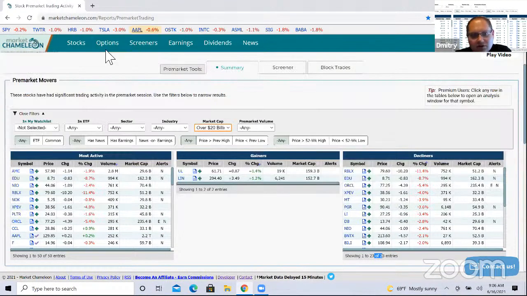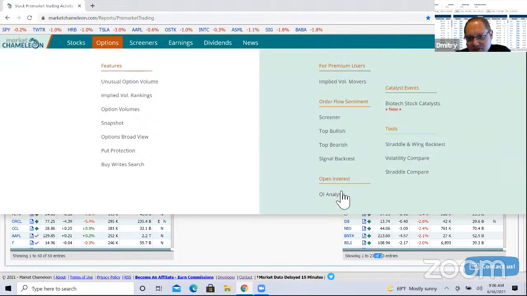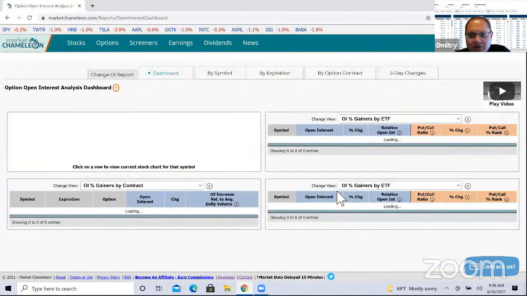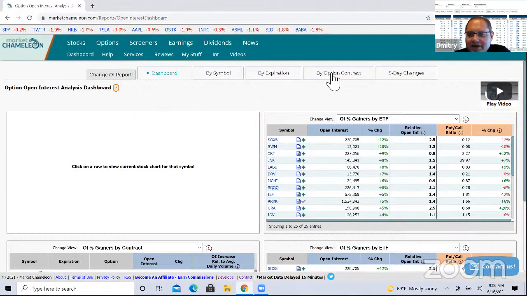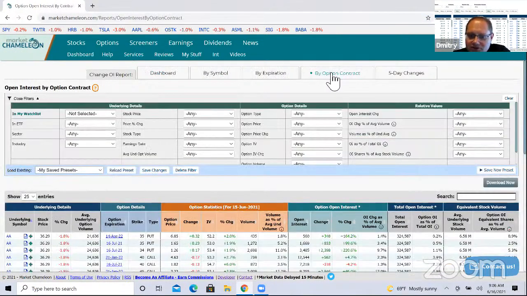Sorry. So here under options, we've got open interest analysis. I'm going to click on here and go to this tab, by option contract. This is taking a look at all the companies out there that trade options. You've got option contracts on different strikes, different expirations, and some of them will have volume, some of them won't have any volume, some of them will have open interest, some of them will not have open interest.